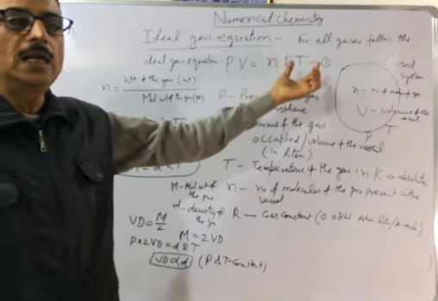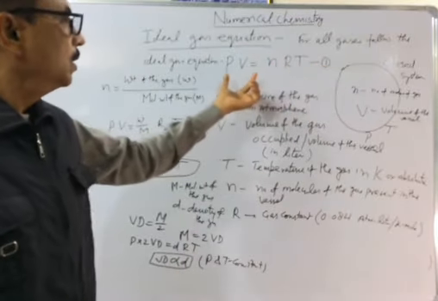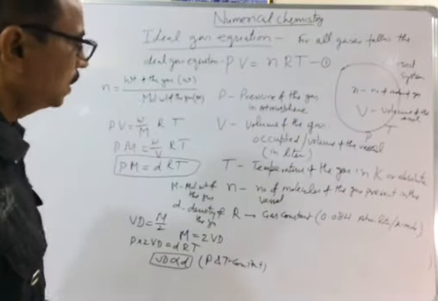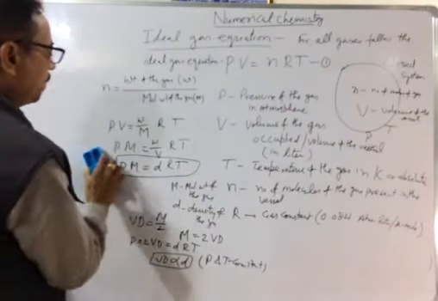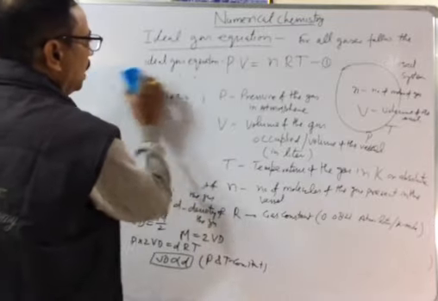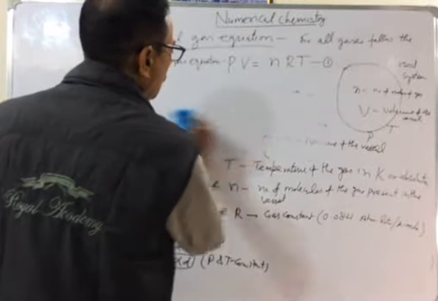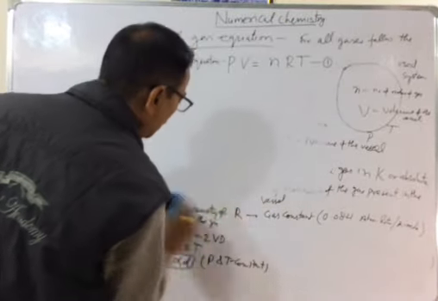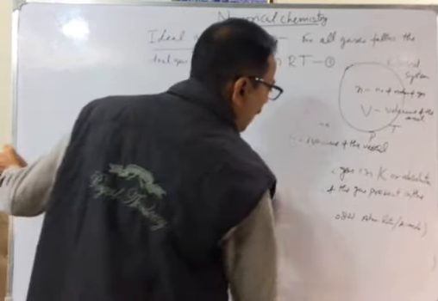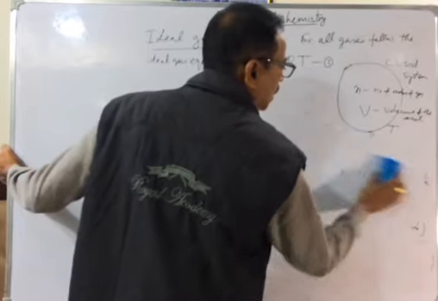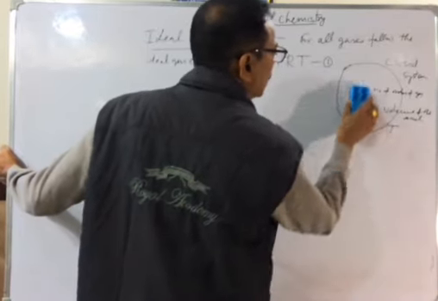PV equals nRT is the original ideal gas equation. Now we discuss one problem so you can understand better. Suppose in this container 5 gram of hydrogen is placed.